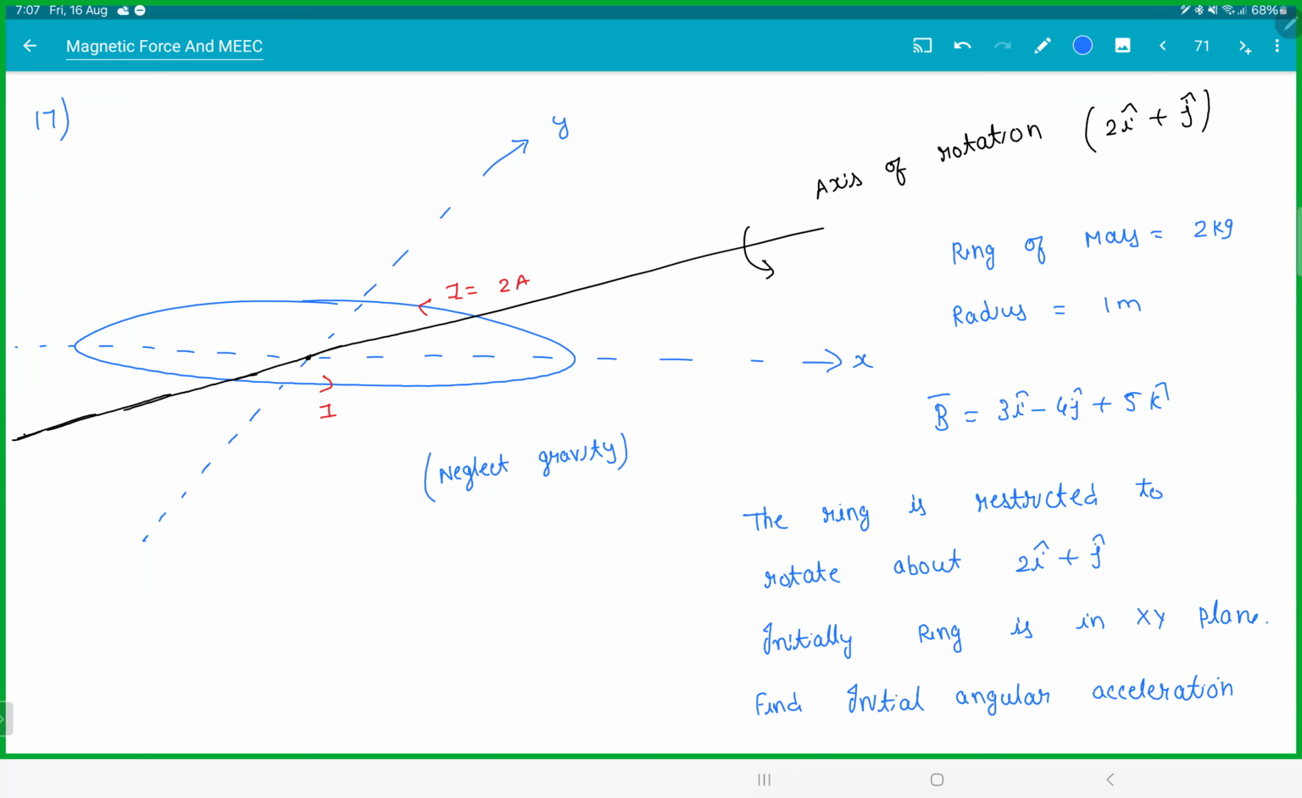Angle of axis of rotation with respect to x or y axis. What are you talking about? I gave you 2y plus j. What else do you want? I gave you the vector only. How would we do this?